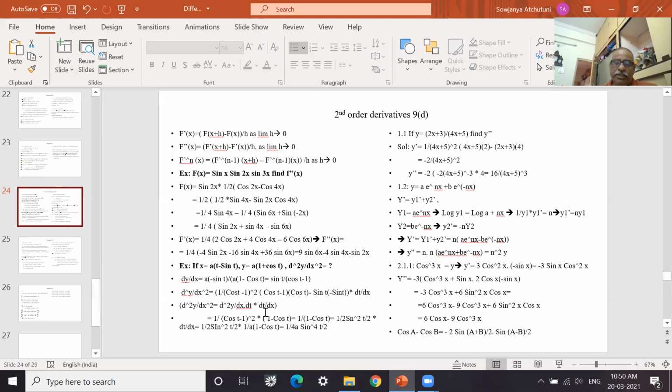When I simplify this, or I can do otherwise also. I can do d square x by dt square and d square y by dt square, then also I can do it. Both ways can be done. Now, y is given, y double dash. So we know y dash is u by v, 1 by v square, v into u dash minus u into v dash. So y double dash also is again minus 2 into (4x plus 5) to the power minus 3 into 4. I got the answer.